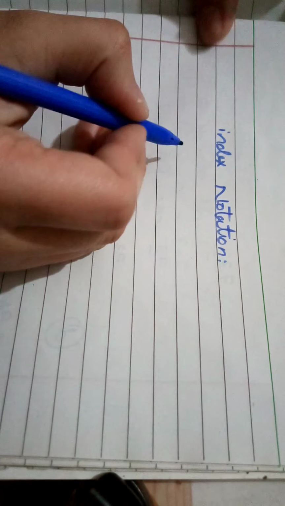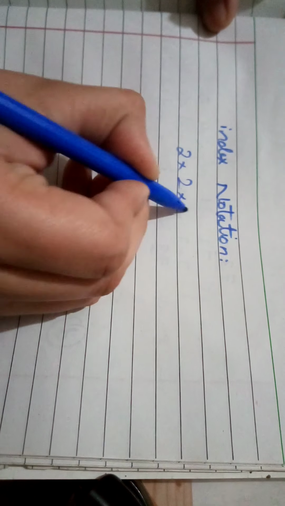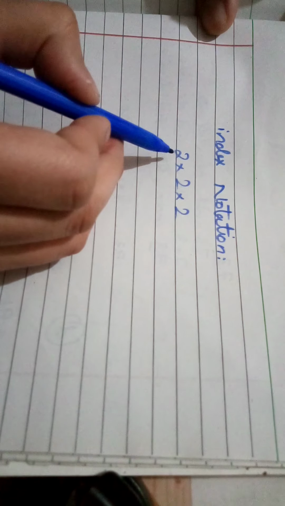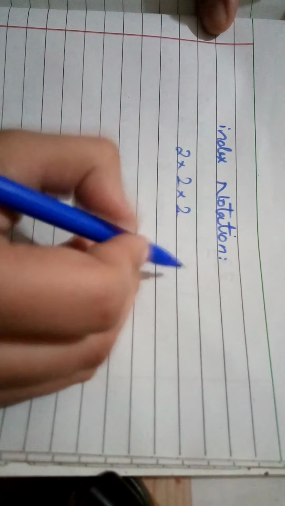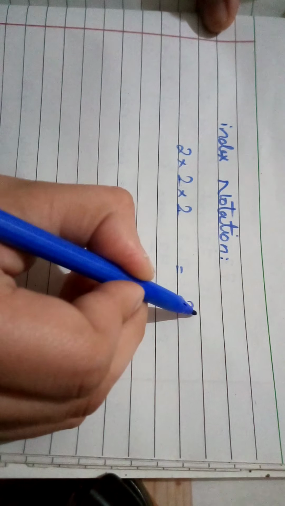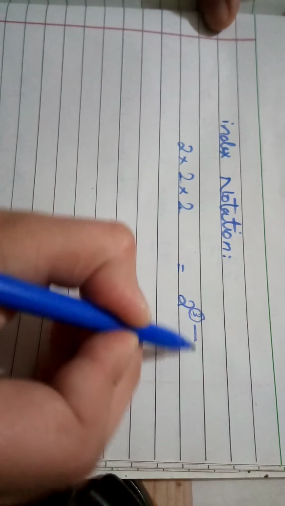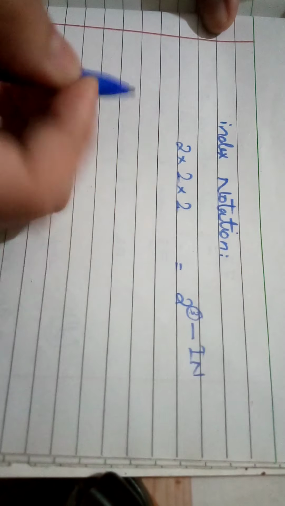Now, taking the concept of index notation. So what is index notation? Suppose I just write down the term 2 multiplied by 2 multiplied by 2. How many 2s do we have? 1, 2, 3. So can I write this 2, and how many 2s do we have? 3. 2 raised to power 3. That means this 3 is your index notation.